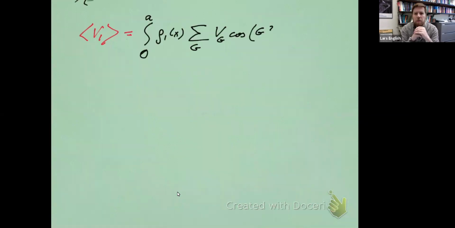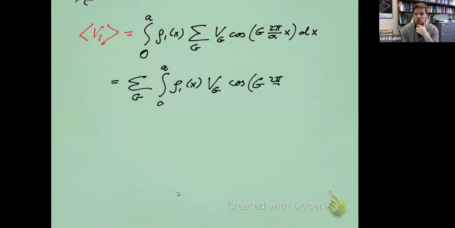Then we basically have this integral to do. I'm simply adding in this new form for V of x. Now, one thing that we can do here is integrate first and then sum. We can always exchange those two operations. So we're going to pull the sum out and then have these individual integrals to do for each integer G.